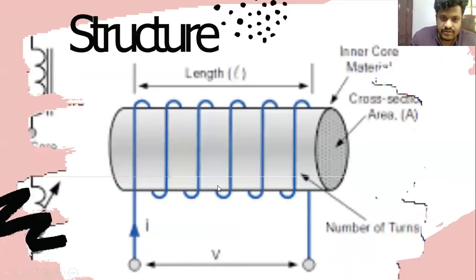Now coming to what an inductor means. An inductor is simply, look here, a coil. A coil is wound, and a supply voltage is provided. This represents the number of poles. This is the cross-section area. Then this is the core material.